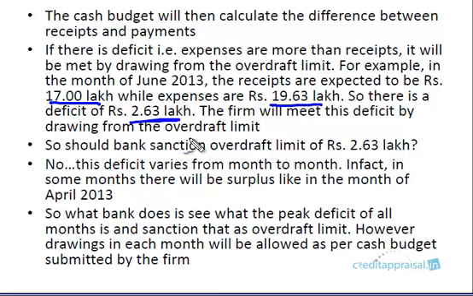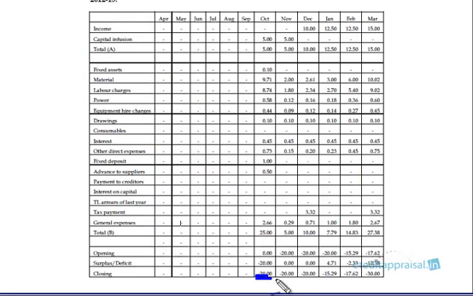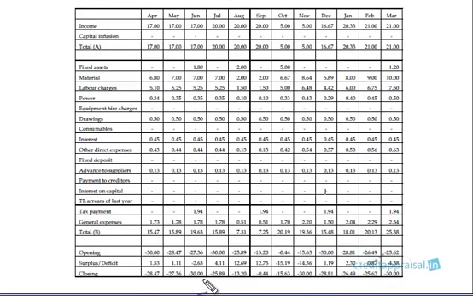So you should understand that this is not going to be the OD limit, because this is going to vary. In some months it's going to be a deficit, in some months a surplus, and this amount itself is going to be varying, right? So what the bank will be doing is calculating the peak deficit. In year 13-14, peak deficit is 30 here, 30 here, 30. In any one month, whatever is the maximum deficit, that will be sanctioned as the OD limit, and that will be fixed as a ceiling.